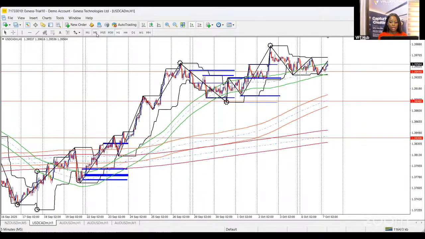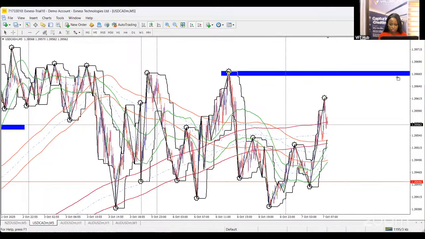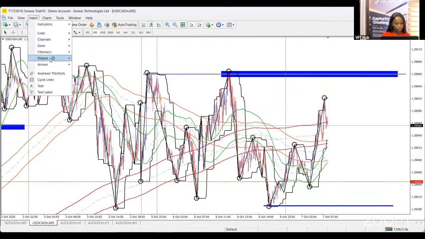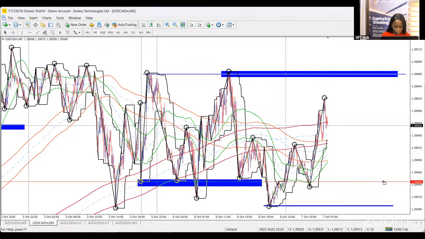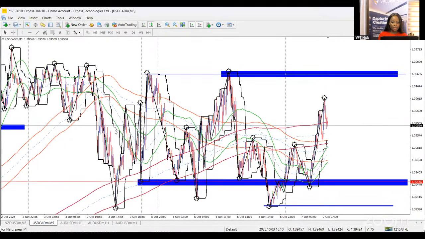Let's go on M5 and mark out yesterday's high and low. So you see that there's a confluence with our H1 point of interest right here, 1.39446. So this is what I'm watching out for these different asset classes. If you have any questions, this is the perfect time to ask me.